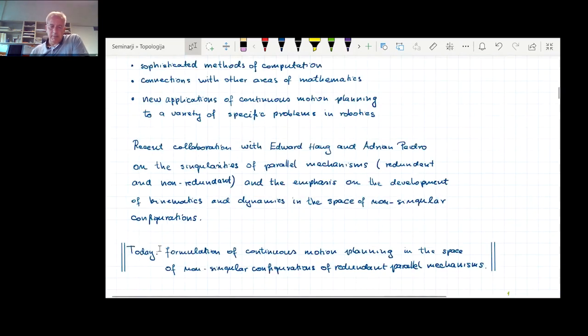So, I mean, my main topic today will be just the formulation. So how to formulate precisely the question, the problem of continuous motion planning in the space of non-singular configurations, and in particular for the special case of redundant parallel mechanisms.